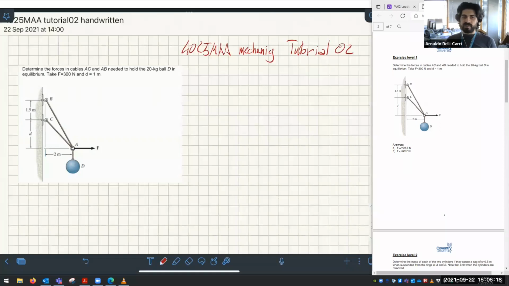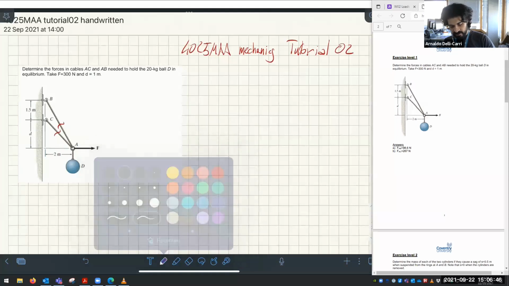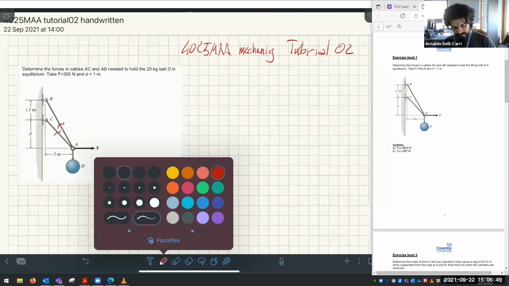We have to do the free body diagram of something. So where do we start from? Free body diagram of what? To find the cable tensions, we need to cut. Yes, do the free body diagram of the ball. Ideally you want to cut here. Let's do that.